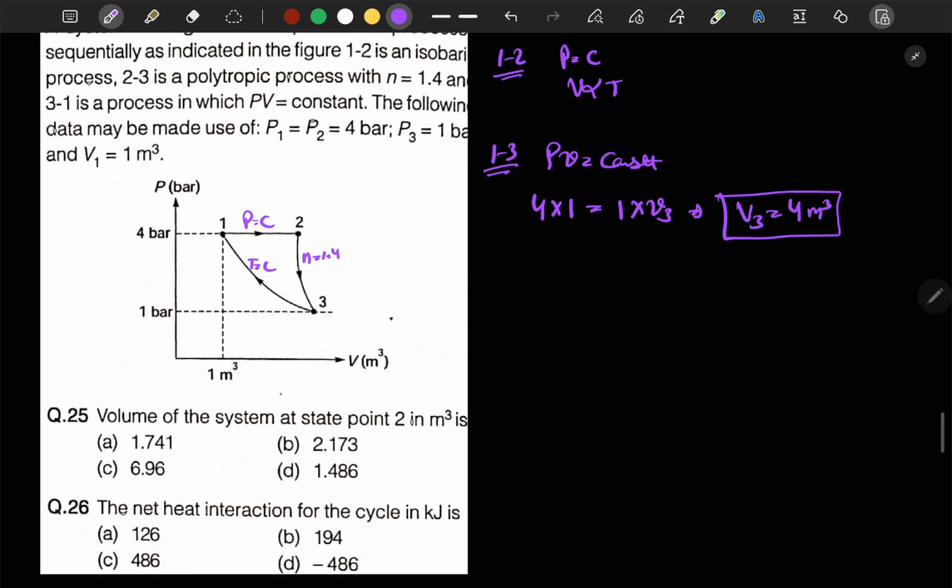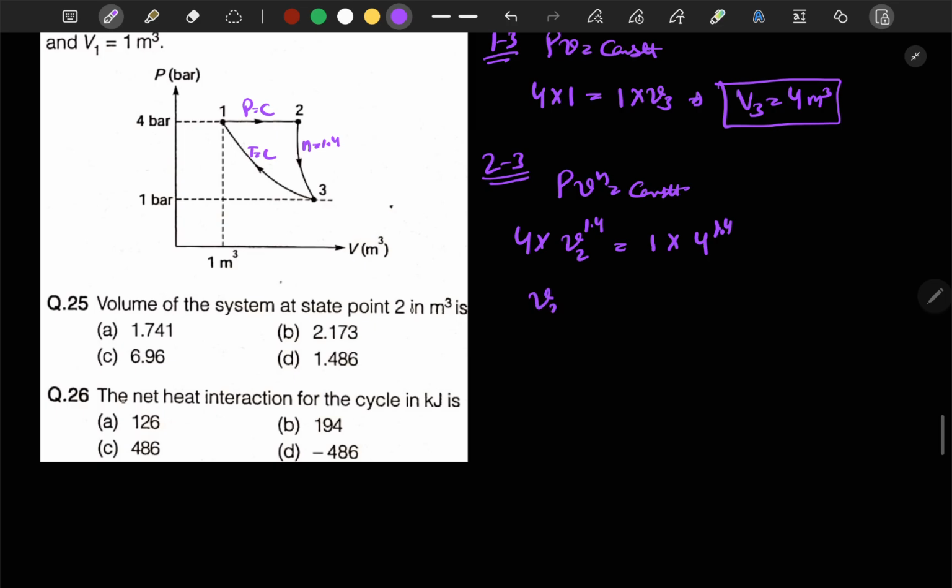Okay, so process 2 to 3 is polytropic. For polytropic, we know PV to the power n is equal to constant. So at point 2, pressure is 4 bar into volume V2 to the power n, which is 1.4, is equal to pressure 1 bar into volume 4 to the power 1.4. So from here we get V2 by 4 to the power 1.4 is equal to 4.